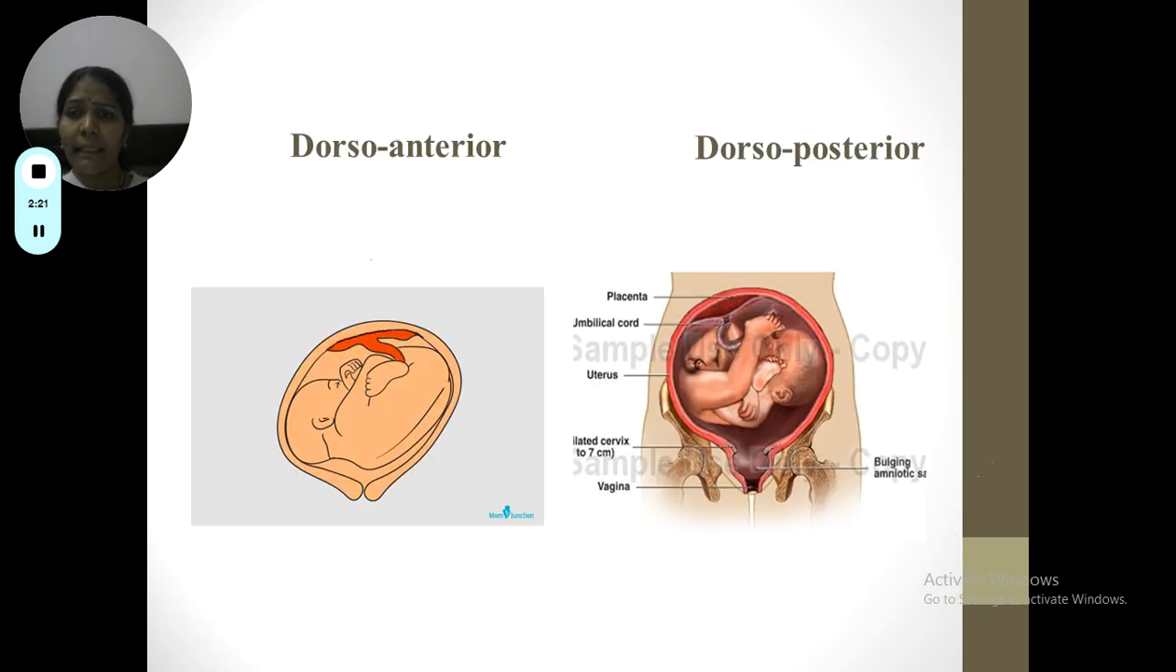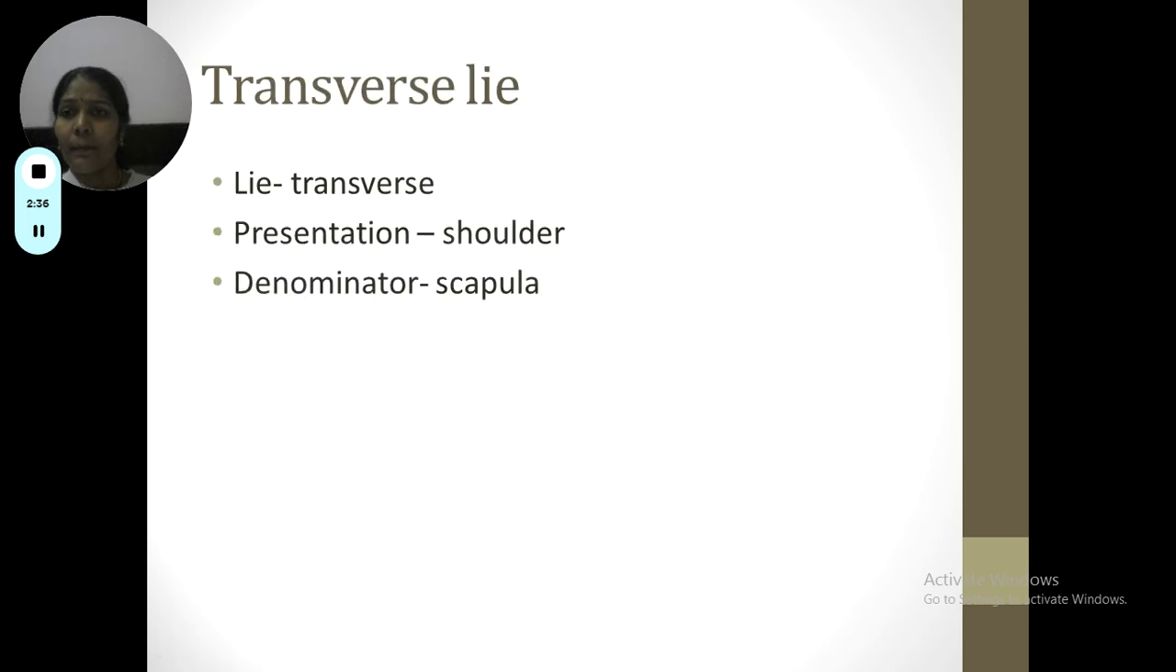So in transverse lie, this is the presentation, that is the dorsum anterior. This is the dorsum posterior position, where it is possible for the shoulder to be prolapsed down, which we call a hand prolapse. So in transverse lie, as we know, the lie is transverse. Presentation is the shoulder presentation and the denominator is the scapula.